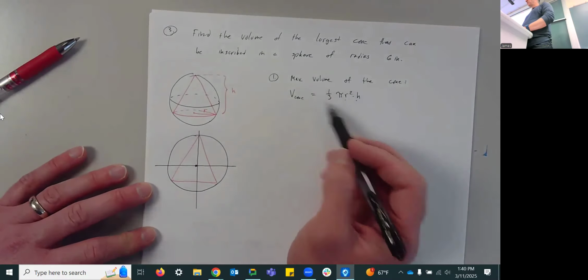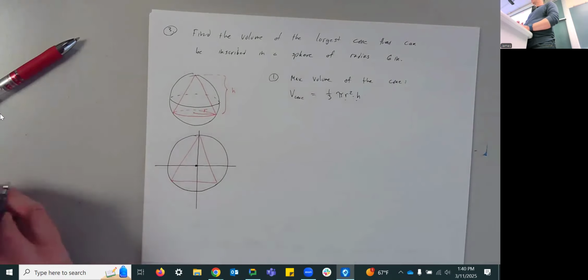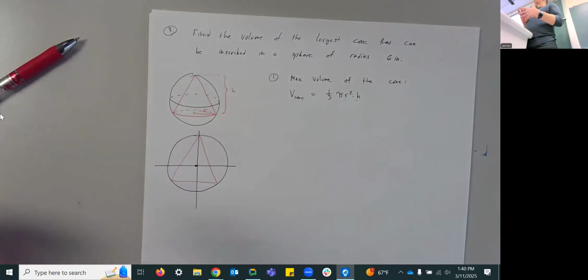So we need to eliminate one of these variables through a constraint. The constraint here is not super obvious. So here's what I would say. When you have shapes inscribed in each other, you kind of want to draw a segment from the center to where the shapes touch each other.